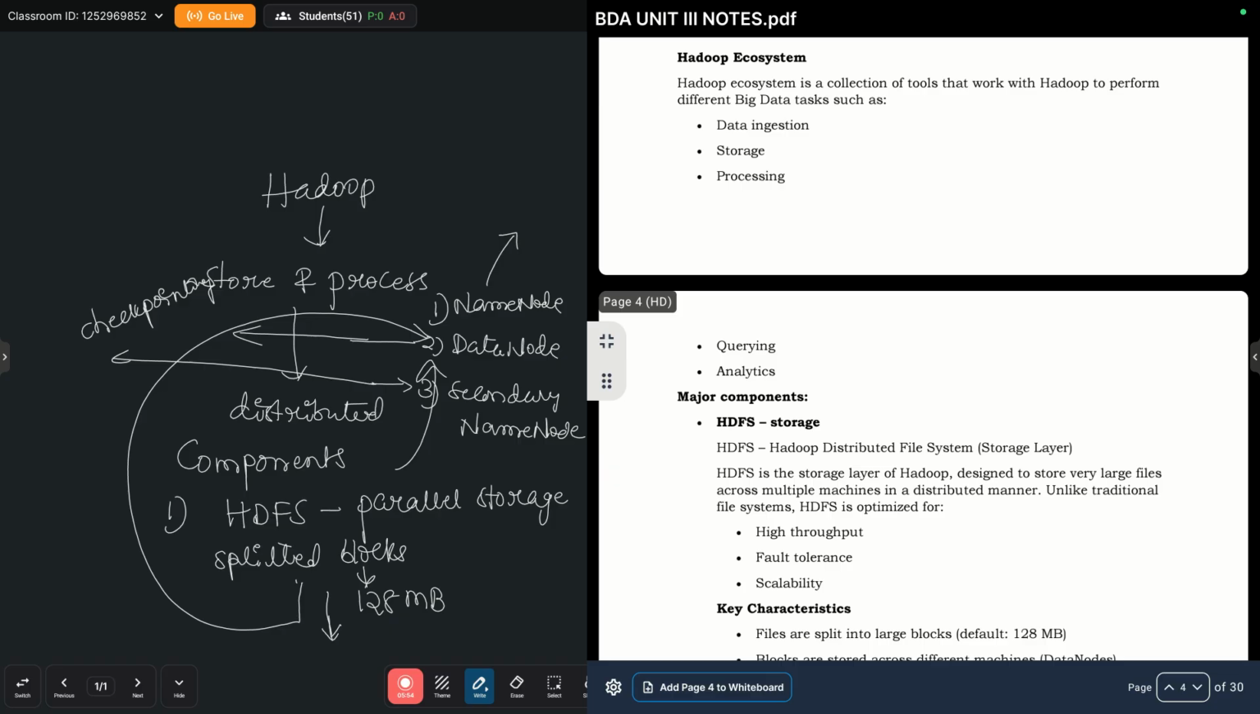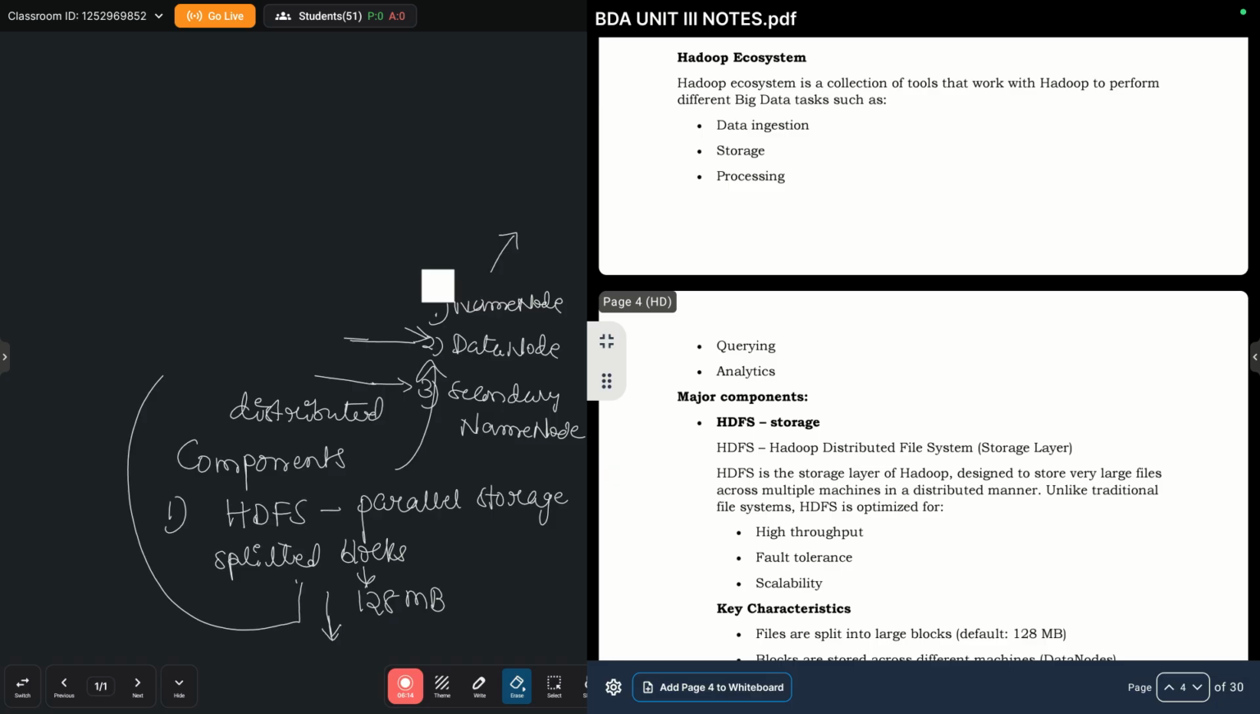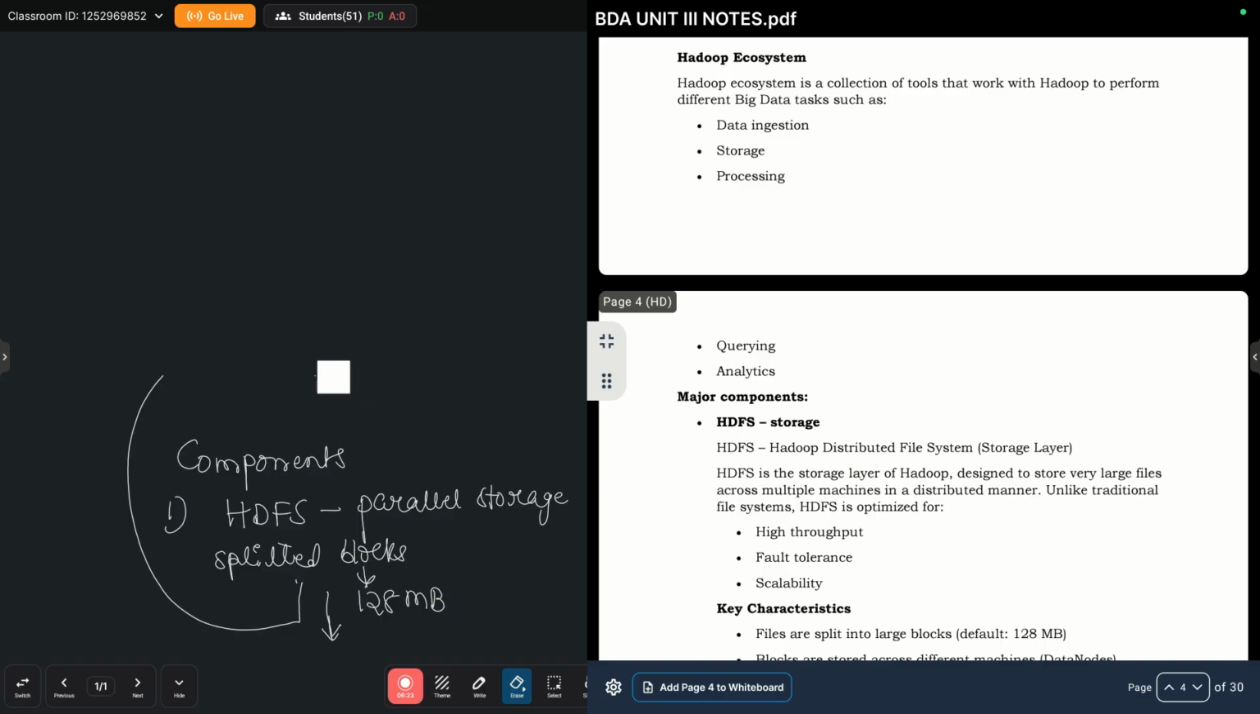So the first component is HDFS. This is used to store the data for parallel processing. Whereas coming to the second component, what is the second component of Hadoop? The second component is YARN.